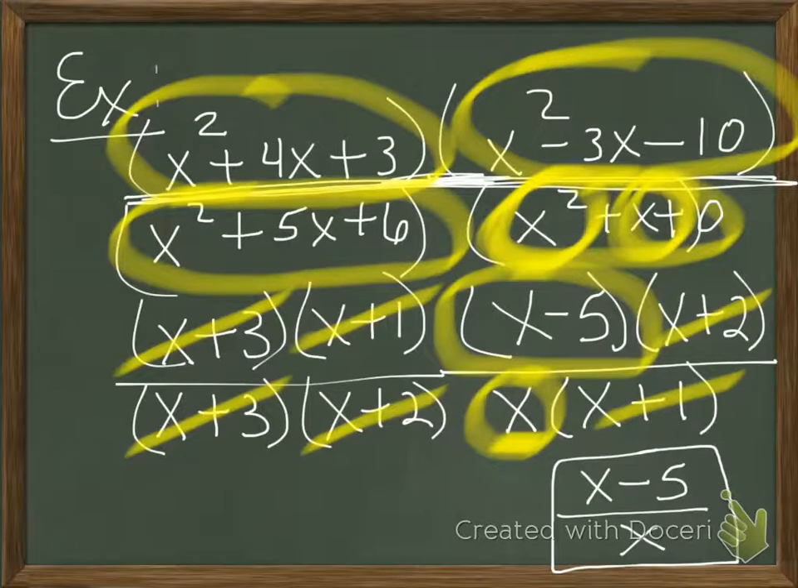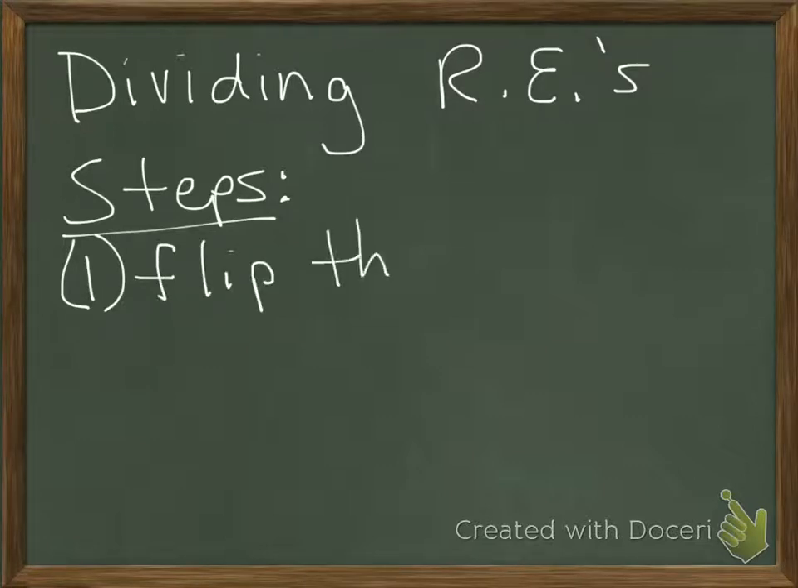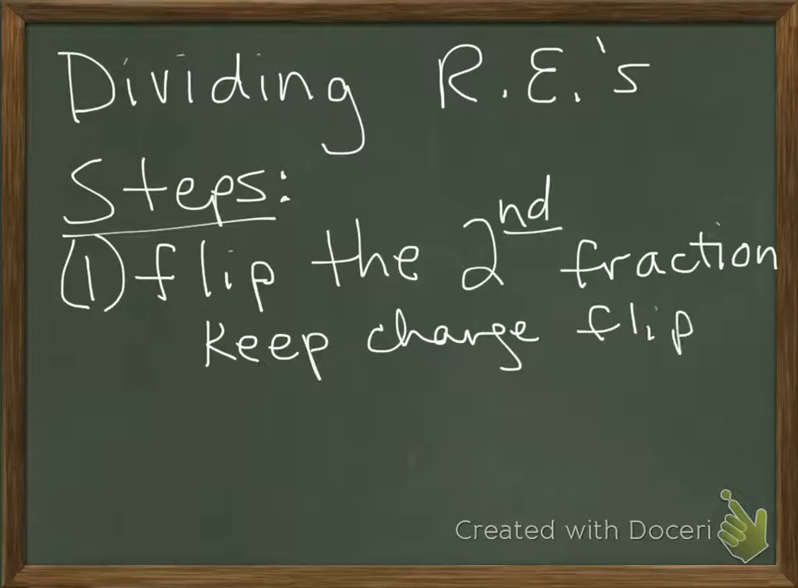The third thing we're going to do today is division, and here are the steps for dividing. The first step for division is different from the other steps. The first step in division is that you have to flip the second fraction. When you divide with fractions, you have to keep, change, flip. So you keep the first fraction, you change from division to multiplication, and you flip the second fraction.